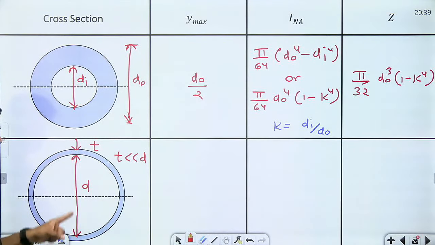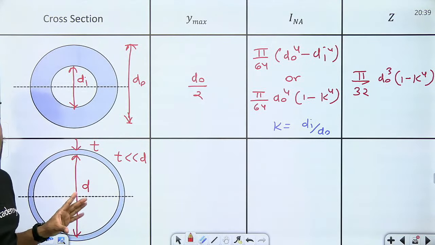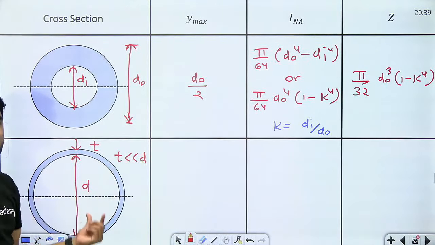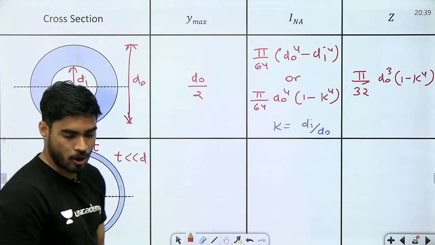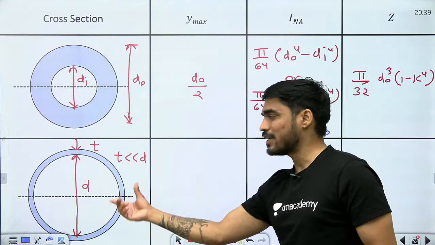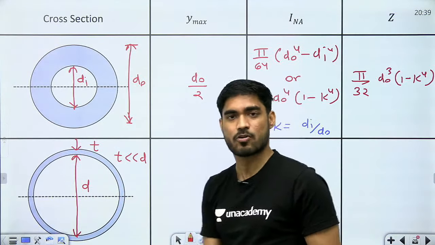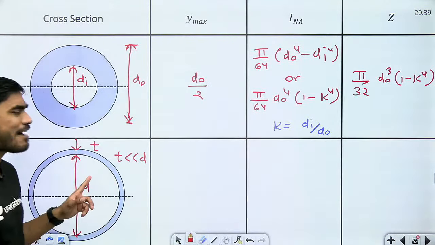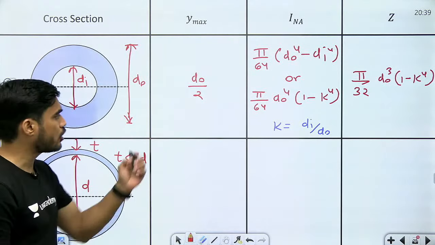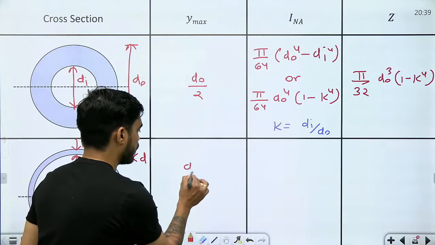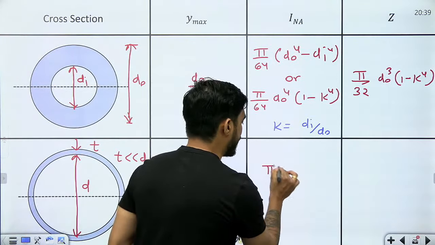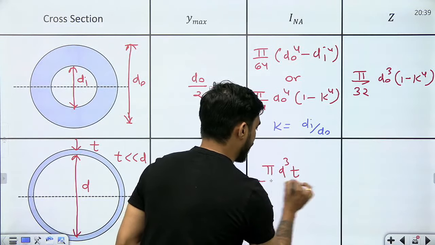Now don't ask me whether it is internal diameter or external diameter, because if thickness is very small it doesn't matter whether it is internal or external diameter, है ना। Obviously अगर thickness बहुत कम है तो फिर ये internal diameter हो या external diameter हो almost same ही होगा, right? So बेटा if we have a cross section like this, बहुत small thickness का, then your y max will be d by 2 and your I is pi d cube t by 8.